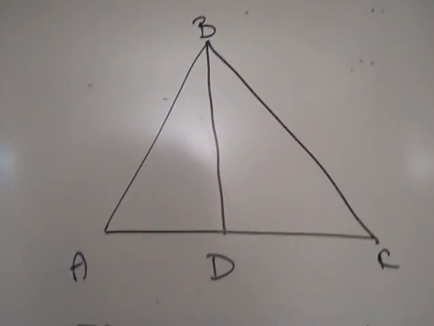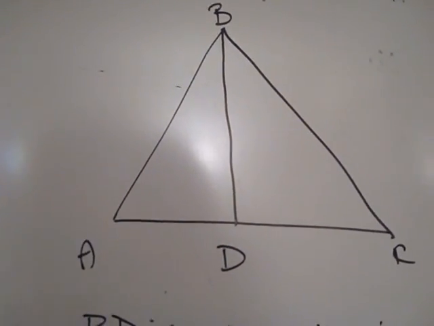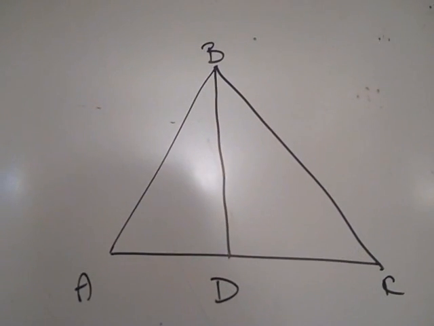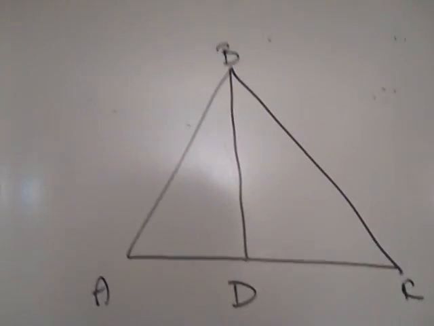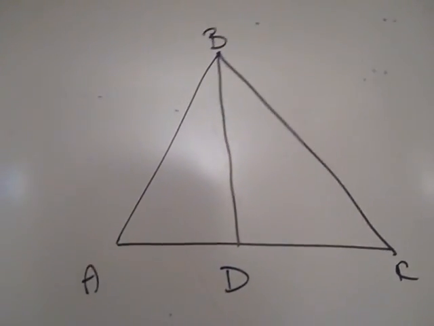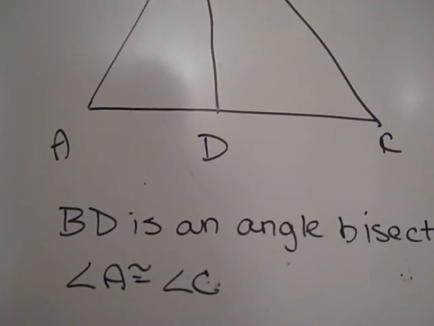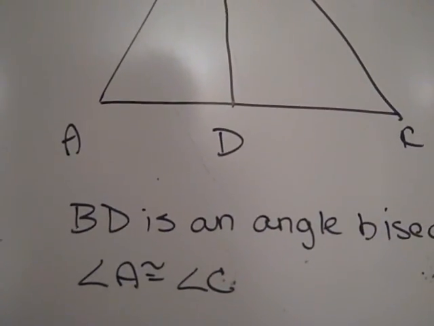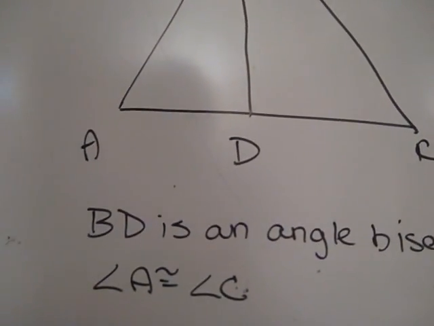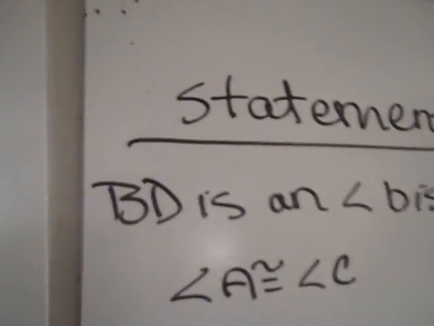The first thing you should notice is automatically BD is a reflexive side. So you should put that in the back of your memory banks and realize that that is going to be one of your lines for your proof. But you automatically know that the first line or the first two lines of your proof have to be given. And in this particular case, your givens are BD is an angle bisector and angle A is congruent to angle C. Those are your given statements.